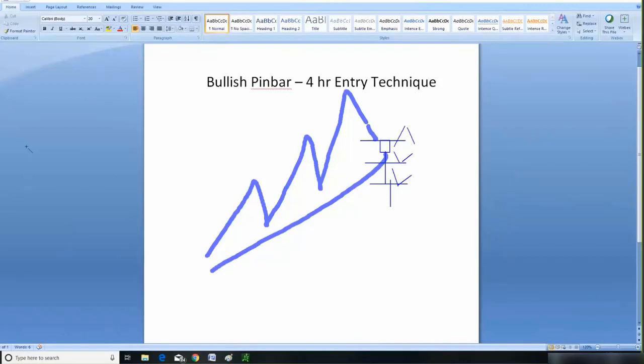Hopefully that video lesson helped on the 4-hour entry techniques from a bullish pin bar. Please go through the course and look for micro candlestick analysis, where I show this example live on chart after chart, and I go into detail. So make sure you review those candlestick analysis micro entry techniques.